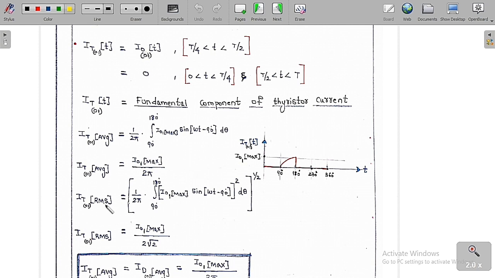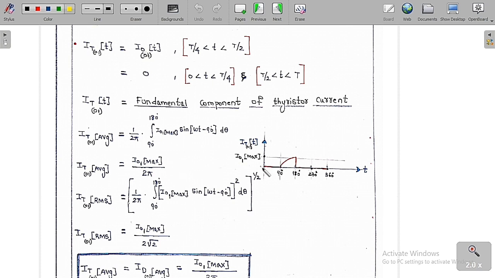If you want to find the RMS value of the fundamental component of the thyristor current, it is equal to the square root of 1 by 2 pi times the integration from 90 degrees to 180 degrees of (I01 max into sine(omega t minus 90 degrees)) whole squared d theta. If you solve this, finally we get I01 max by 2 root 2, which is the RMS value of the fundamental component of the thyristor current.